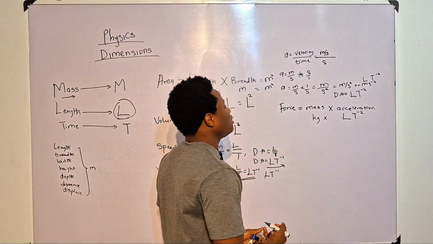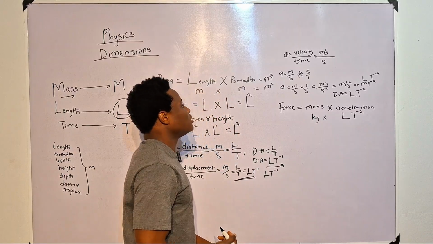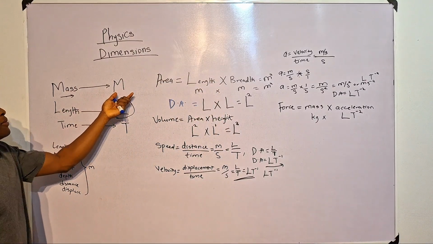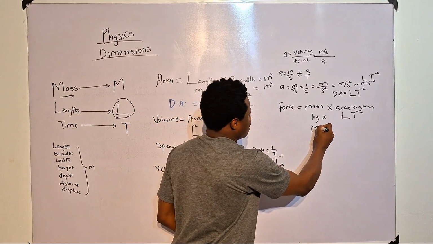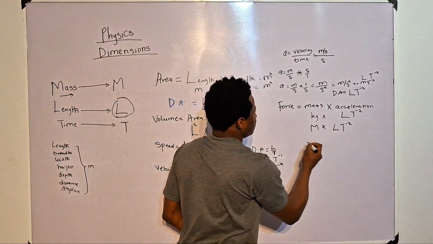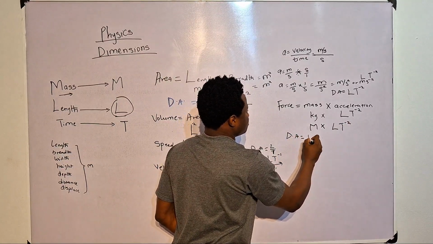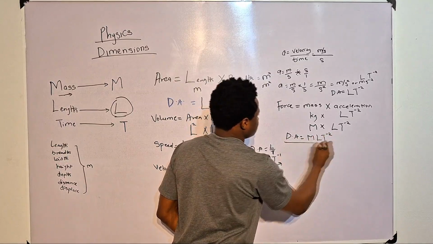Now, what is the dimensional analysis for mass? Kilogram is the SI unit for mass. So now, for us to get the dimensional analysis, we have to represent mass with capital letter M. So we replace this kilogram with capital letter M times LT minus 2. So now, the dimensional analysis for force becomes MLT minus 2.